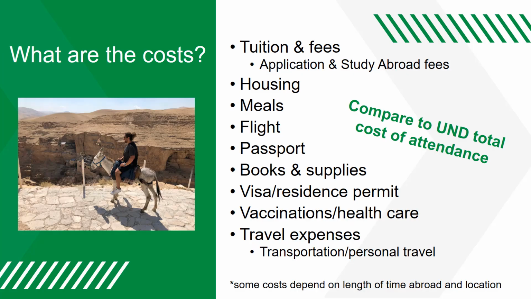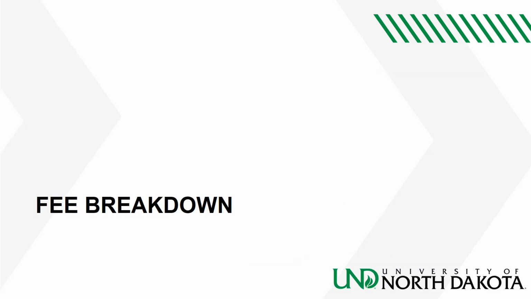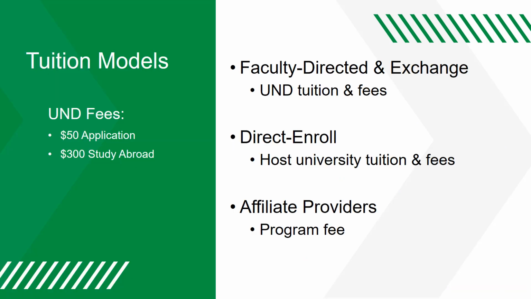So first things first, what are the costs? Studying abroad includes the same types of fees as studying at UND, along with a few special costs affiliated with travel. We'll break these down over the next few slides, but it's important to note both that costs are highly dependent on how long you are abroad and where you are abroad. You'll also want to review your total cost of attendance at UND, including housing, meals, and transportation, when comparing programs, and not only comparing tuition. So let's break down those fees. We'll start with that tuition.